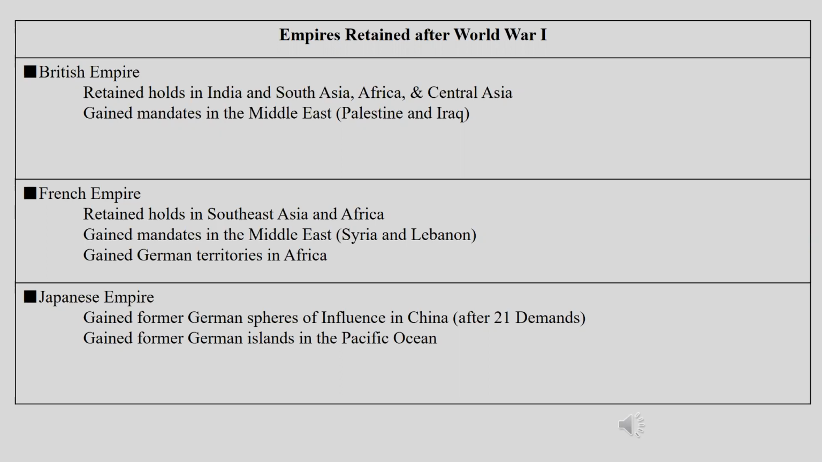Lastly, the Japanese Empire expanded after the conclusion of World War I. Japan solidified its control over its spheres of influence in China and even forced the Chinese nationalist government to comply with Japan's 21 demands, which increased Japanese economic and military presence in mainland China. Additionally, Japan also took over former German spheres of influence in China and also took over former German islands in the South Pacific, increasing Japanese naval presence throughout the region.